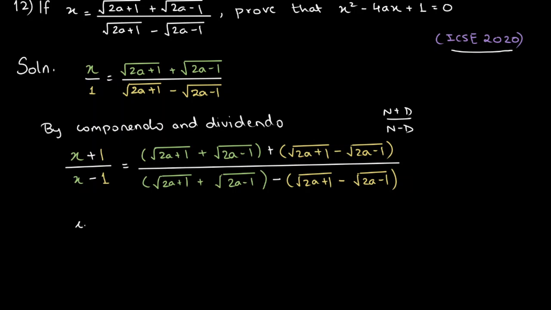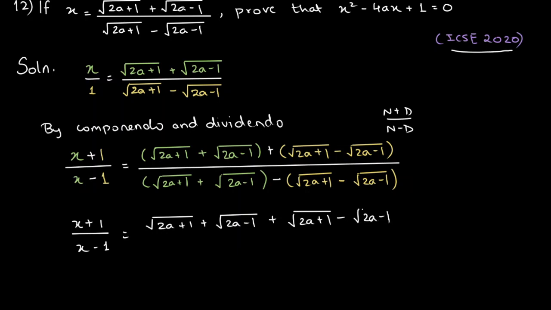The left hand side, there's nothing much to simplify there. It is x plus 1 divided by x minus 1. Plain and simple. On the right hand side, if I open up the brackets in the numerator first, it is root 2a plus 1 plus root 2a minus 1 plus square root of 2a plus 1 minus square root of 2a minus 1. Right. The entire value divided by square root of 2a plus 1, okay, plus square root of 2a minus 1.